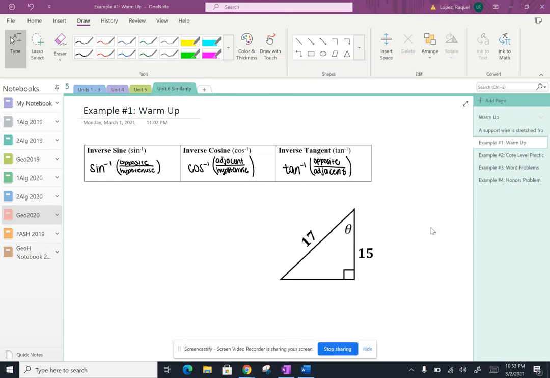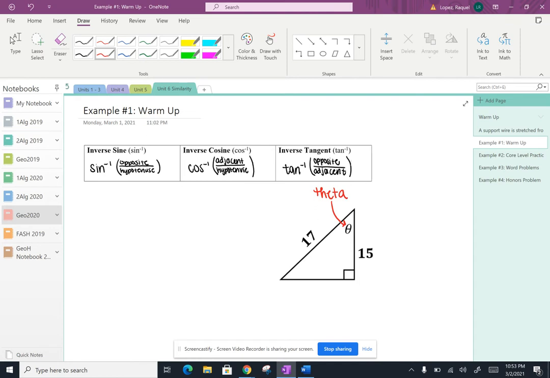Okay, so we know we need to use inverse trig when we are trying to solve for angles instead of sides. And so this angle that we call here, that's a symbol that we're going to call theta. So we're trying to find the measure of angle theta. The way that we would figure that out is we would need to pick the trig function based off of what we were given.